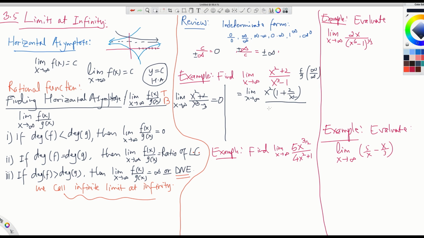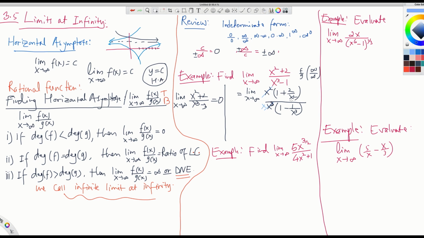Let me take x cubed out from the bottom. It will be 1 minus 1 over x cubed. So the idea here is to take the highest exponent of x common from the top and bottom. Now we try to cancel out, because x square is x times x, and x cubed is x times x times x. So two of the x's cancel out, right?